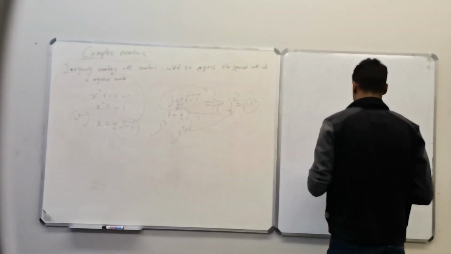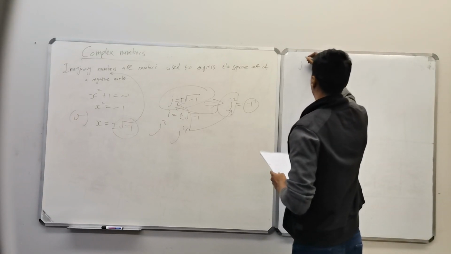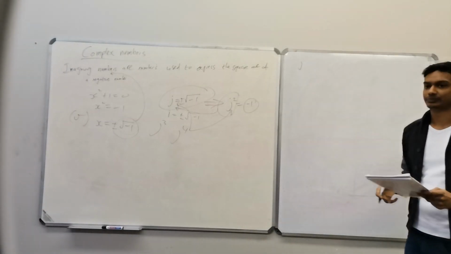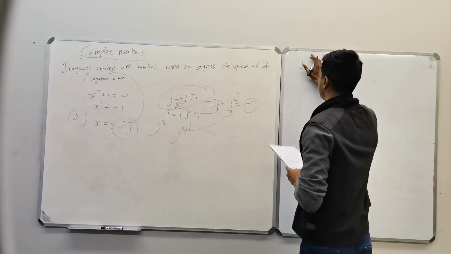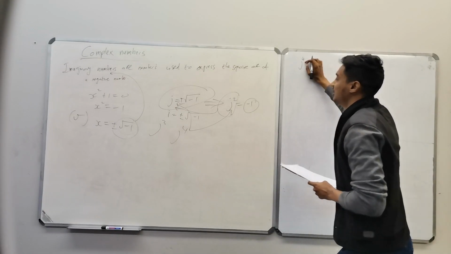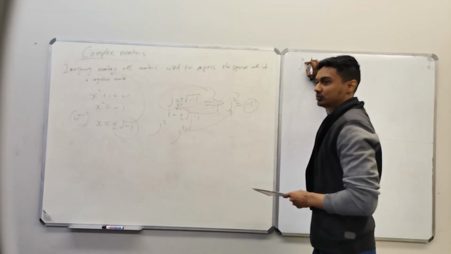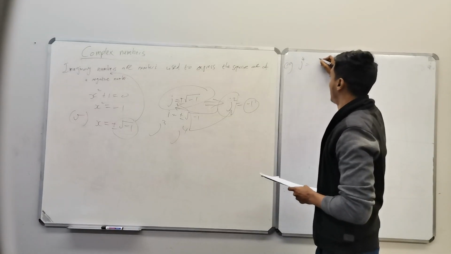Okay, so let's just say we have j to the power of any even number. When we have it to the power of any even number, we can split it in such a way where we can show it as j squared. How do we do that? Example.